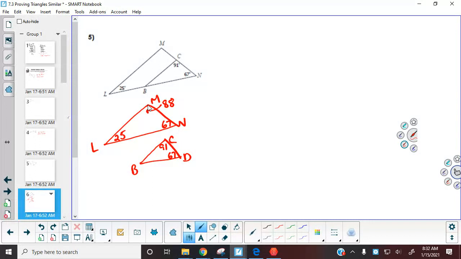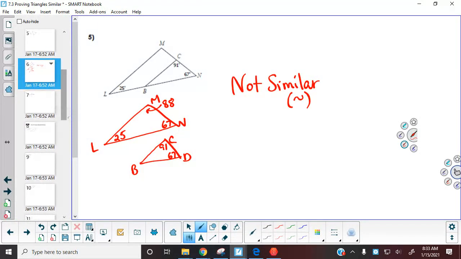And so that is going to be 88. So now we can see that we only have the one angle of 67 that matches. So we would state that this is not similar. Okay, you could use the abbreviation for similar if you want, but you do not need a similarity statement if they are not similar. Stating that they are not similar is enough.